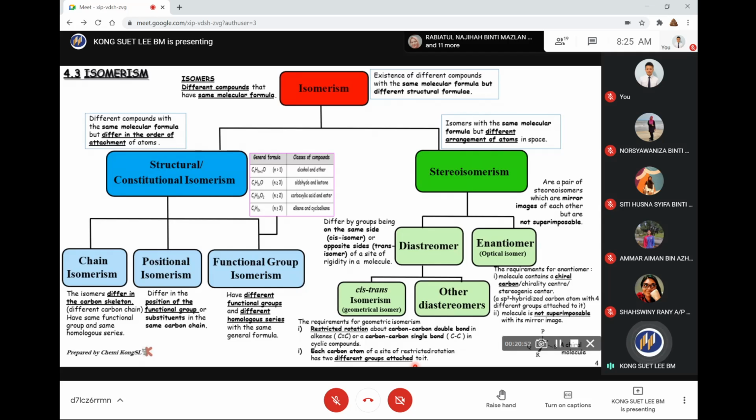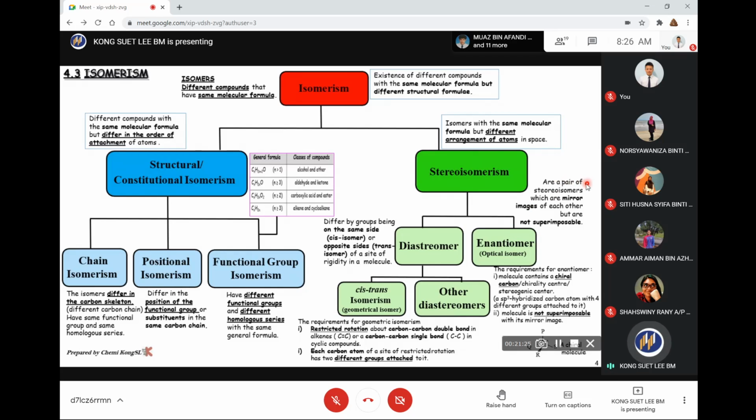Kalau you nak lukis cis-trans isomer ataupun geometrical isomer ataupun diastereomer memerlukan benda yang sama, dia mesti memenuhi dua syarat. Syarat pertama mesti alkene ataupun cycloalkane. Syarat kedua, semasa you lukiskan, setiap carbon tu atas, bawah, kanan, kiri dia mesti berbeza, tak boleh sama. Kalau sama, walaupun dia alkene ataupun cycloalkane pun tak jadi. Okay, and then second one, enantiomer.